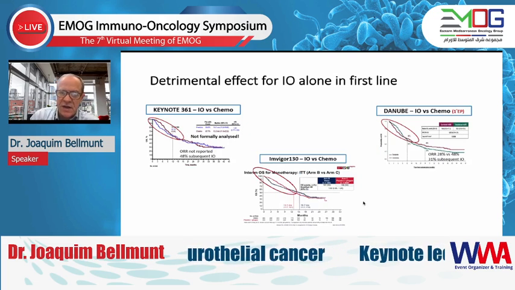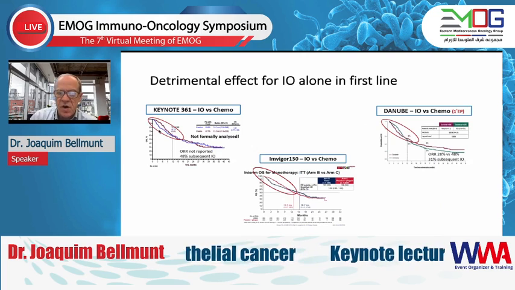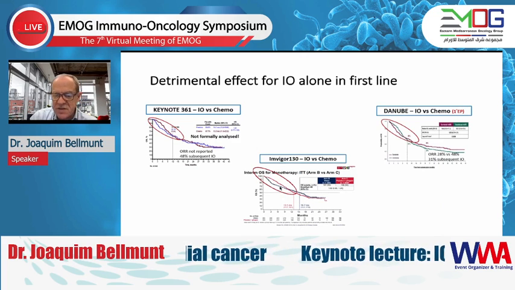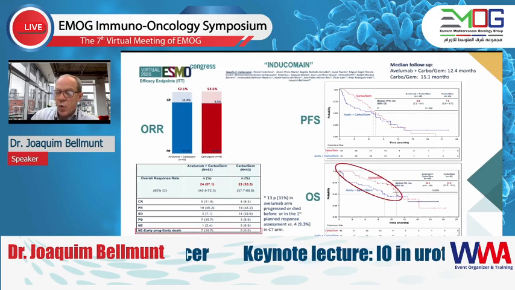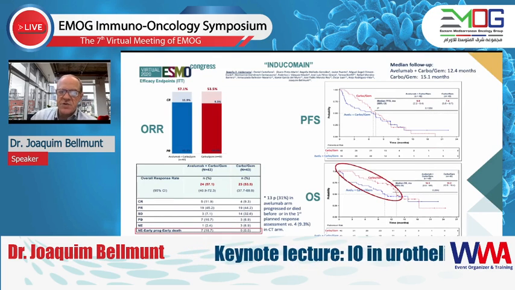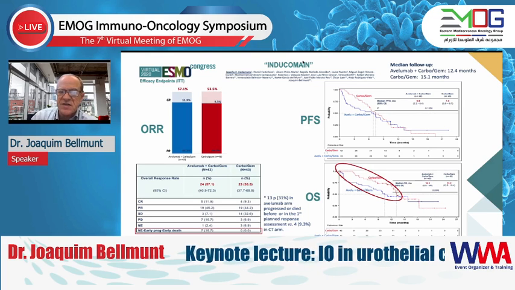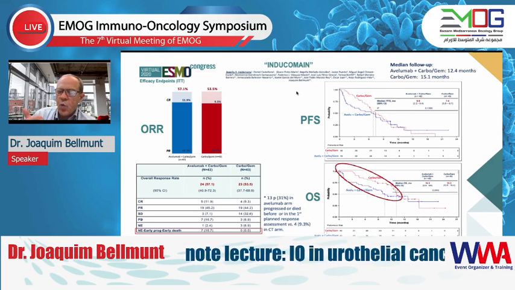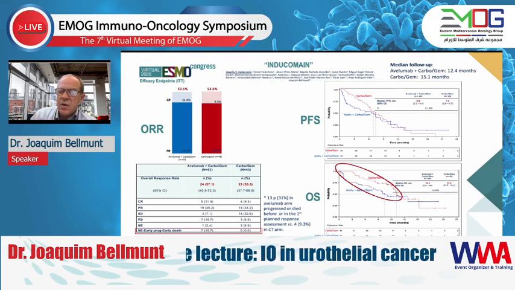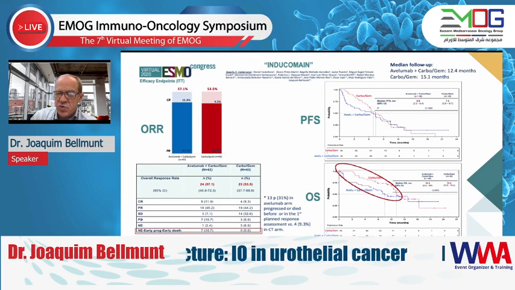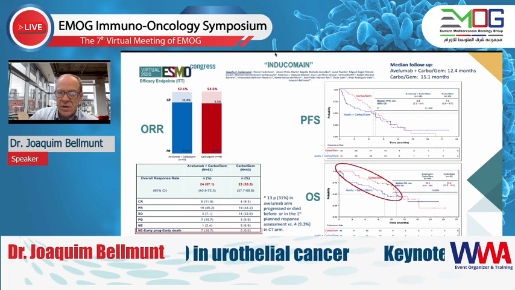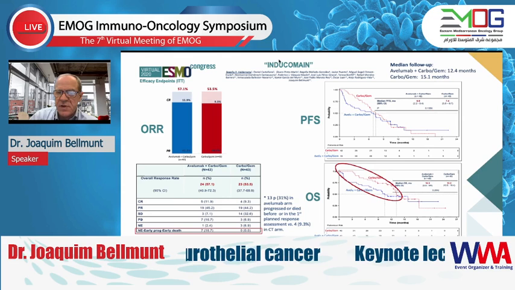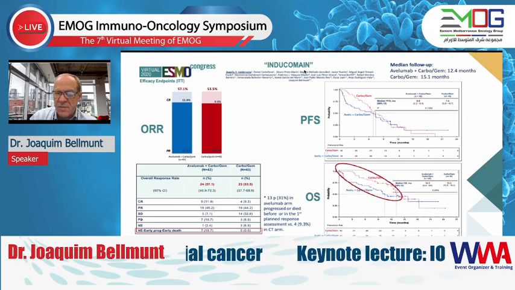And again, I mentioned that in all these trials, we see that in patients receiving monotherapy with immunotherapy, the survival is inferior. So likely starting with immunotherapy is not a good approach. We also confirmed that in our presentation at ESMO with this trial, the Inducomain. The Inducomain was a first-line trial where patients being unfit were randomized to receive carbo-gemcitabine or induction, that is the word induction immunotherapy, concomitant chemoimmunotherapy, and maintenance immunotherapy with avelumab.